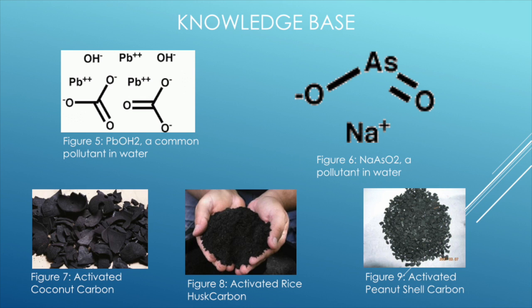The two different chemicals that will be emulating pollutants in this study are sodium arsenite and lead hydroxide. These chemicals are naturally found in drinking water and create an acidic environment.